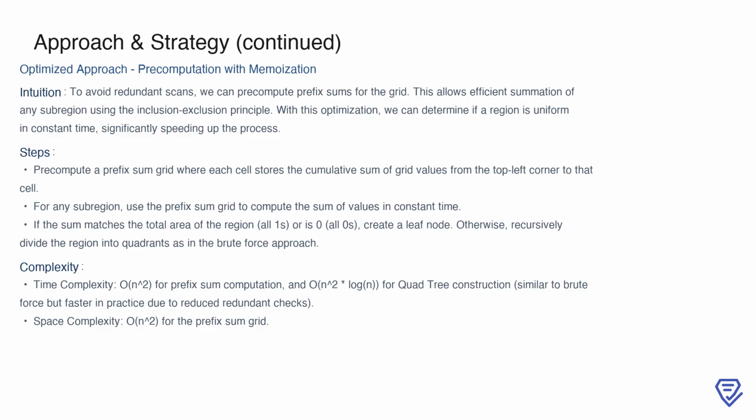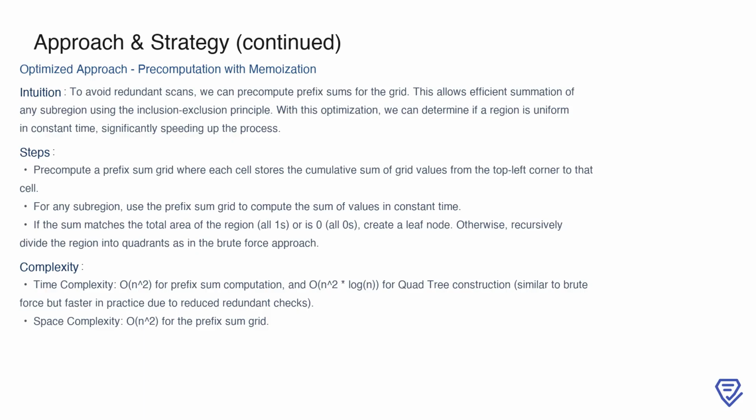The steps involve first constructing a prefix sum grid, where each cell holds the cumulative sum of grid values from the top left corner to that cell. Then, for any given subregion, we use the prefix sum grid to compute the sum of values in constant time. If the sum equals the area of the region, indicating all ones, or if it is 0, meaning all zeros, we create a leaf node. Otherwise, we proceed with a recursive division into quadrants, similar to the brute force approach.